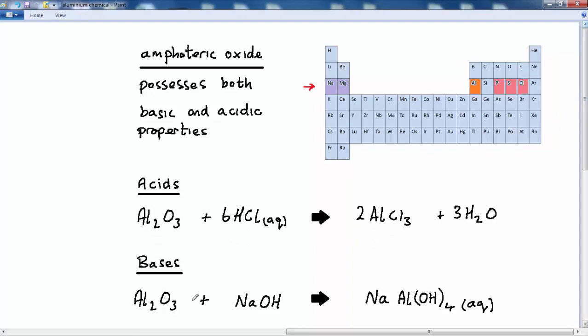So aluminium oxide will react with sodium hydroxide to form sodium tetrahydroxoaluminate. So that's a bit of a tongue twister for you. You wouldn't be expected to remember this for your GCSE exams. What you are expected to remember is that aluminium oxide will react with both an acid, and in this case the aluminium oxide is exhibiting basic properties, or it will react with an alkali, in which case the aluminium oxide is exhibiting acidic properties.